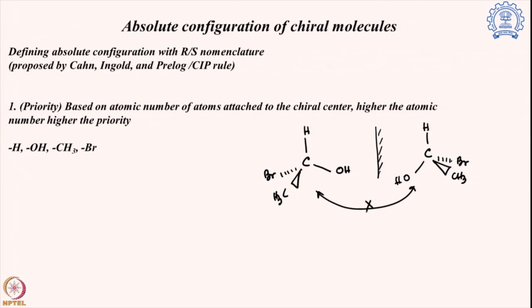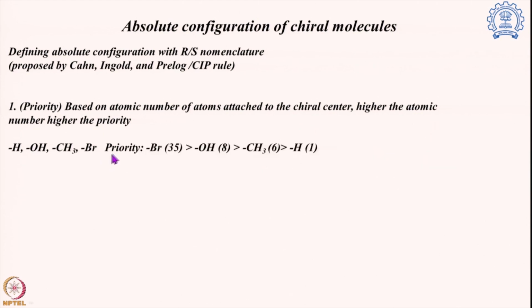But can I actually define the absolute configuration and name it? For that, I need to find out the priority. The priority is done with respect to the atomic number, and the higher the atomic number, the higher the priority. That is the simple rule. So out of these 4 groups, the bromide comes from bromine, which has an atomic number of 35. In OH, the oxygen is directly connected to the carbon.